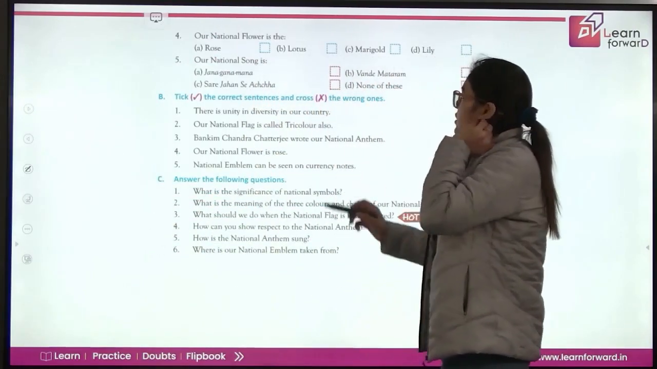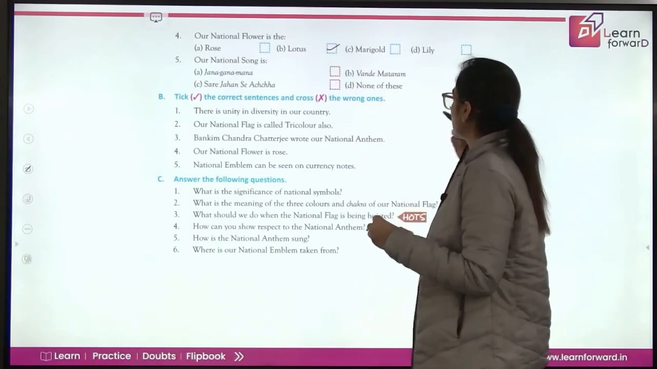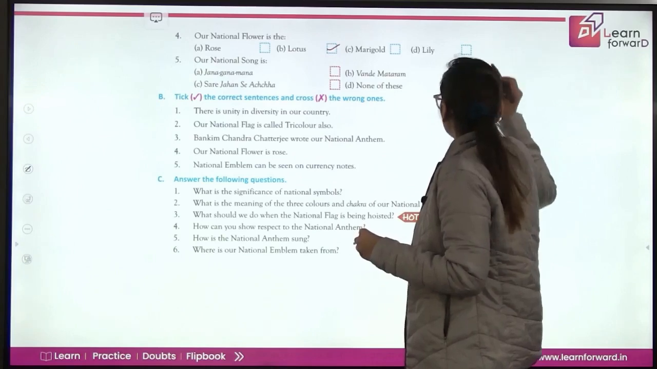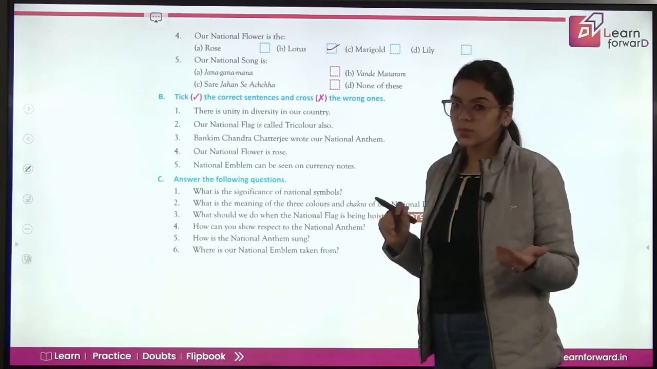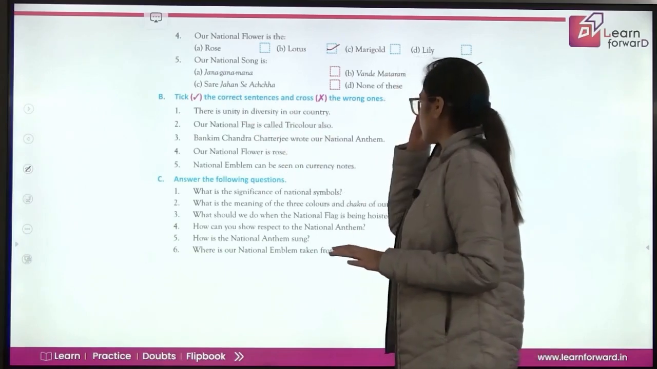Our national flower is the lotus. Now our national song is Vande Mataram. Don't get confused, because our national song is Vande Mataram, and the anthem is Jana Gana Mana. Now take the correct sentences and cross the wrong ones.